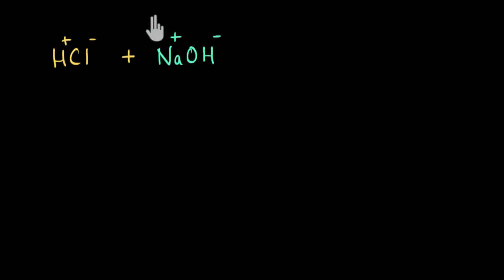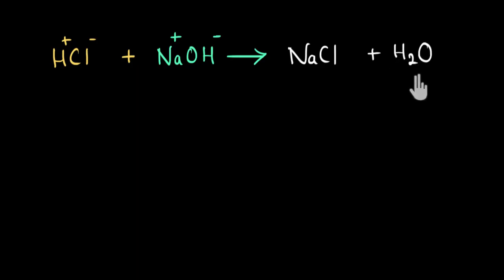Now when I mix these two together, a double displacement reaction happens. Ions will exchange positions. So let's see what we get here. Sodium will now get attracted to the Cl- ion, and finally we'll get NaCl, which is a salt, by the way, the common salt that we eat. Similarly, the H+ ion will now get attracted to the OH- ion, and finally we will get water, H2O. So here an acid and a base react to give us a salt and water.